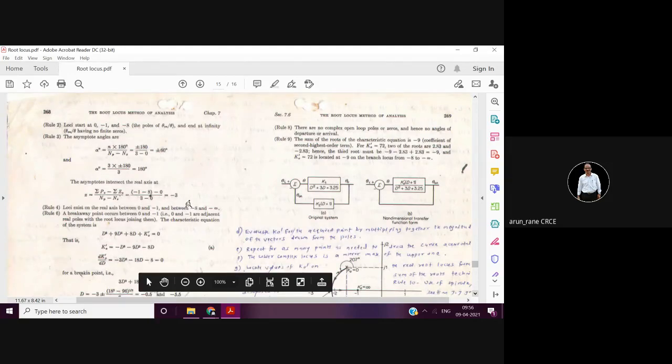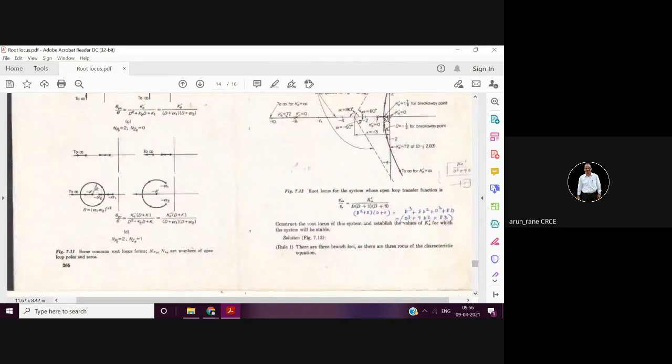So it is -3, right? Now, where does the locus exist? The locus will exist between 0 and -1 and between -8 and -infinity. Between 0 and -1, the locus will be there, because if you stand here and look at the right side, you see an odd number. From here to here there will be root locus. Now if you stand here and look at the right-hand side, it's an even number, so no root locus.